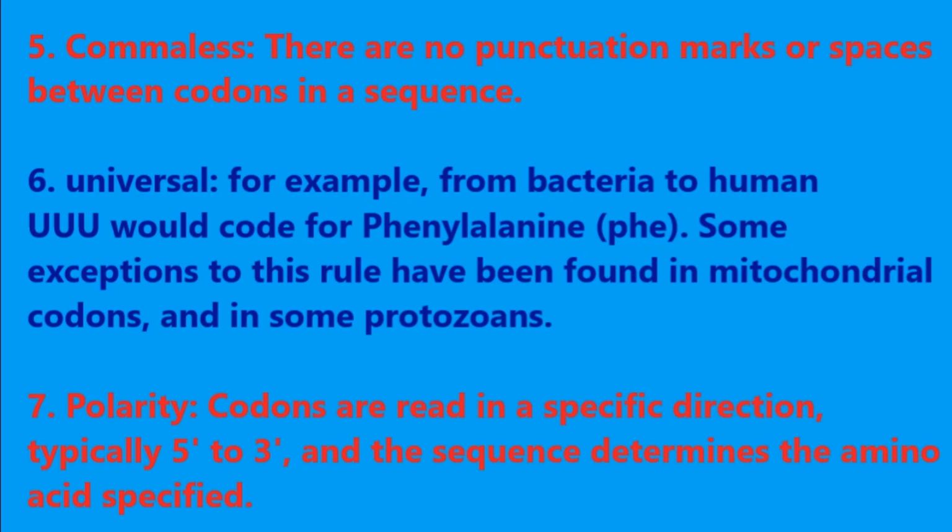Sixth, universal. The genetic code is nearly identical in all living organisms, from bacteria to humans. For example, AUG codes for methionine in both E. coli and human beings. But some exceptions exist in mitochondria or certain protozoa. Seventh, linear. Codons are read in a straight line from 5' to 3' direction of the mRNA. No loops, no branches, just a clean one-way reading of codons.